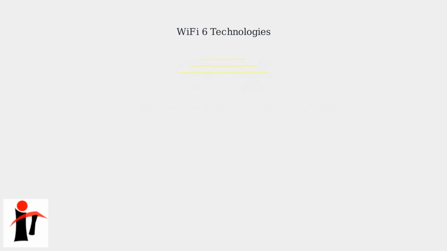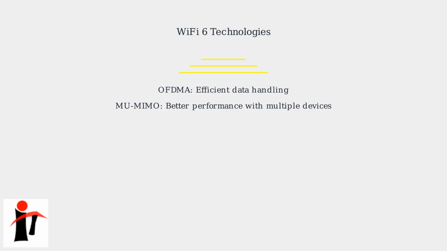Wi-Fi 6 uses advanced technologies like OFDMA, which divides channels into smaller subchannels for more efficient data handling, and MU-MIMO, which allows the router to communicate with multiple devices simultaneously without wasting bandwidth.